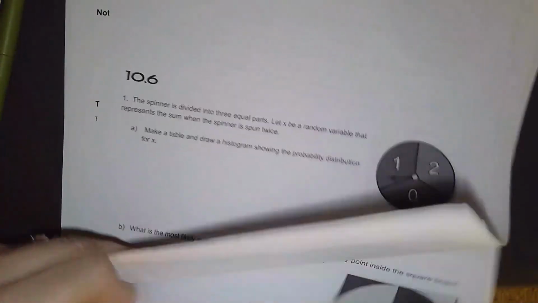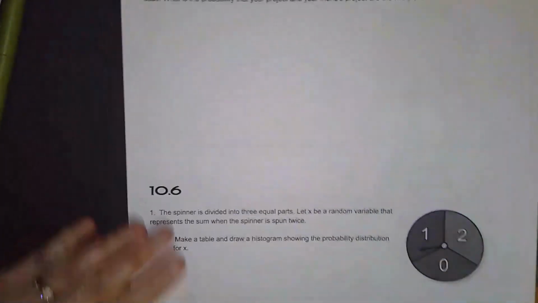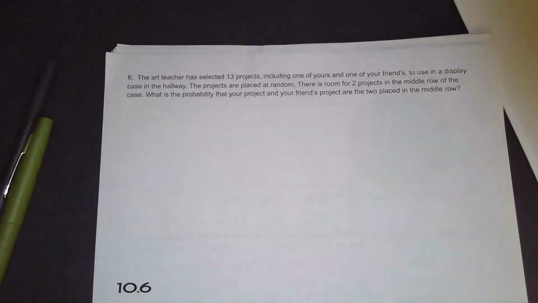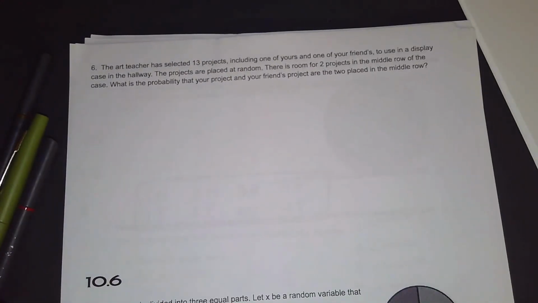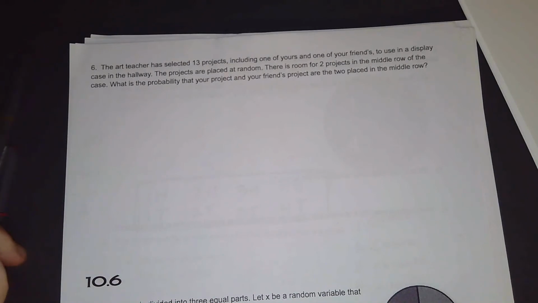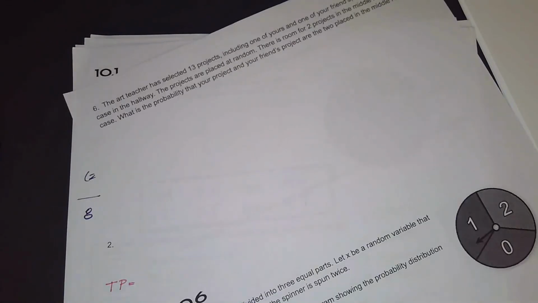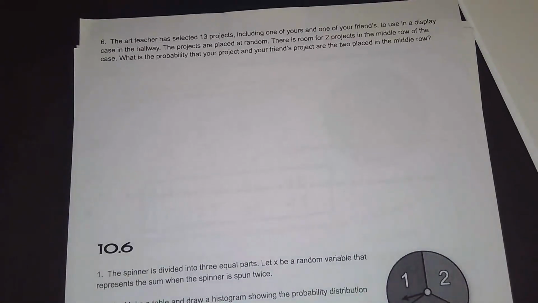All right, let's look at one last problem before we're out of here today. So, number 6, the art teacher has selected 13 projects, including one of yours and one of your friends, to use in a display. The projects are placed at random. There is room for 2 projects in the middle row of the case. What is the probability that your project and your friend's project are placed in the middle row?